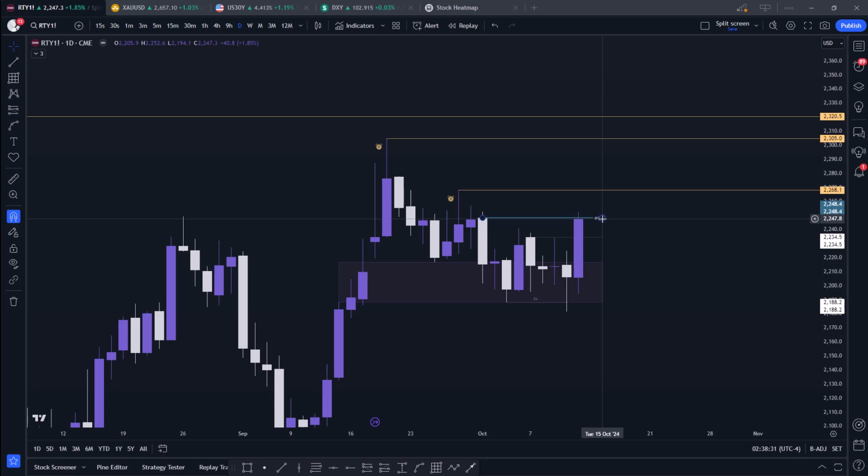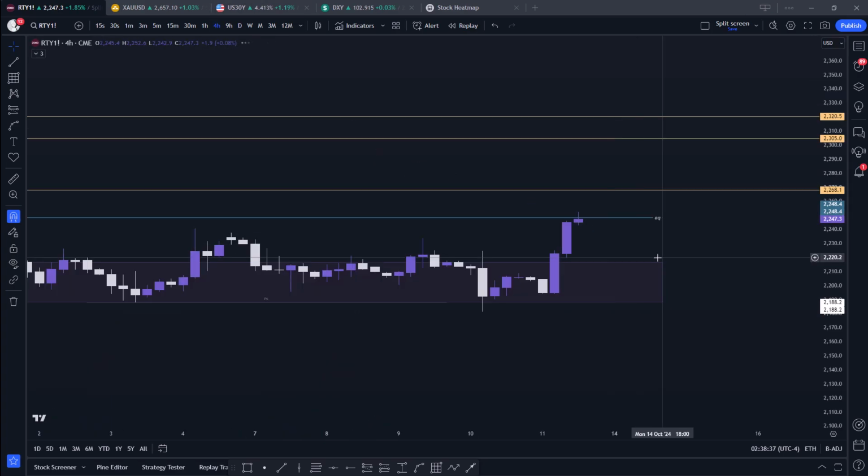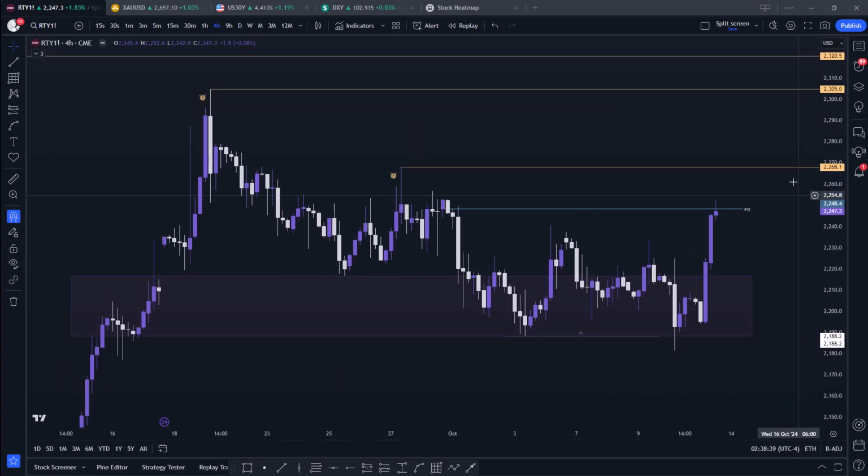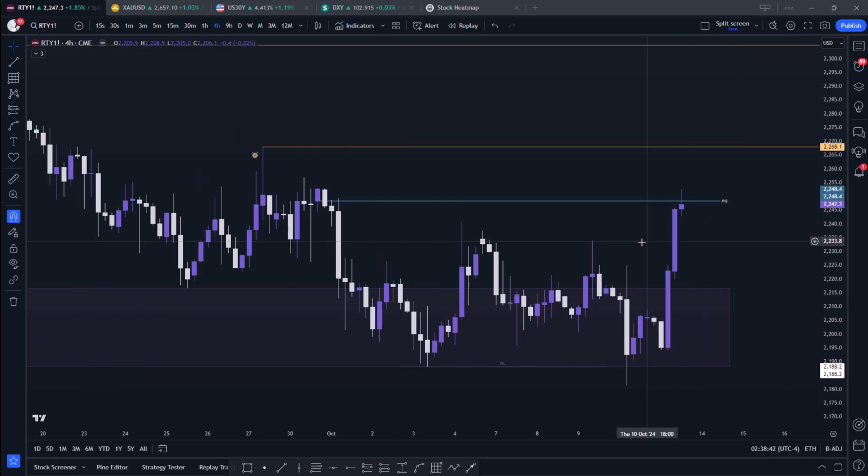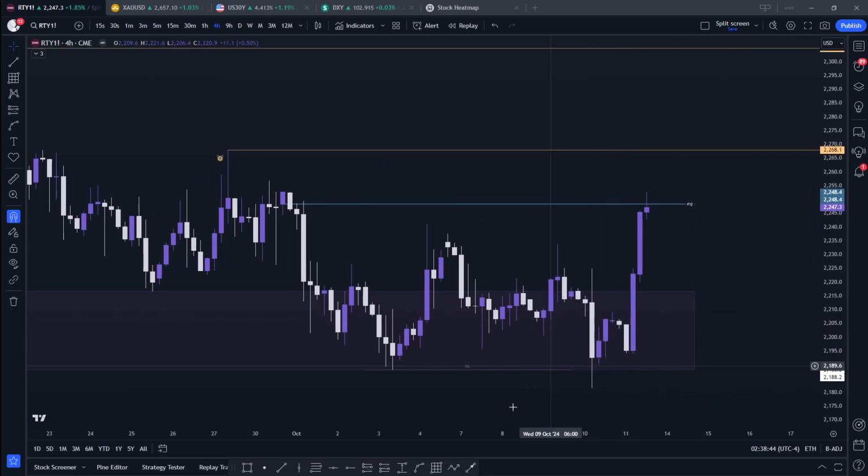Anything below the EQ is basically a discount. So yeah, we still close below, but when we go down now to a 4-hour time frame, I find this interesting because, firstly, let me just make it transparent. Let me just make it clear to you guys that I was waiting to make a video on Russell if and when we closed above this specific candle.